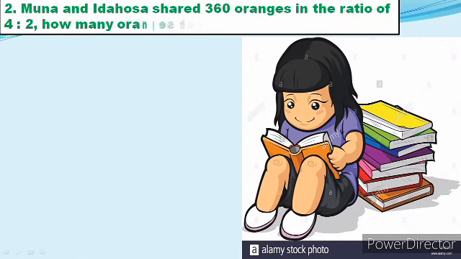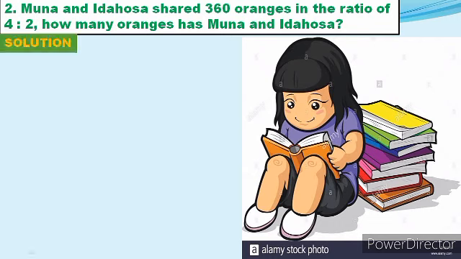Now the question before you says Mona and Idahosa share 360 oranges in the ratio of 4:2. How many oranges has Mona and Idahosa? Now take note of the first name. The first name is Mona followed by Idahosa. So the ratio becomes Mona ratio Idahosa, and the ratio is 4:2.